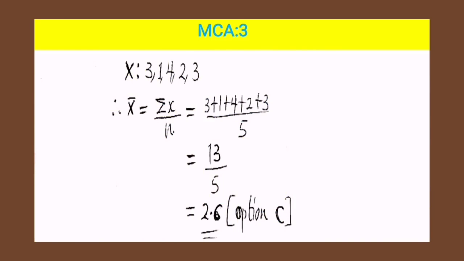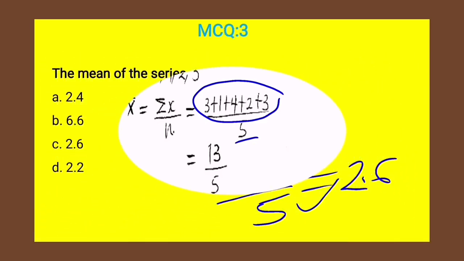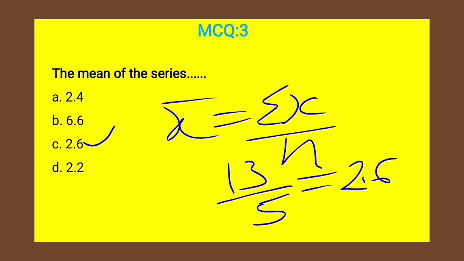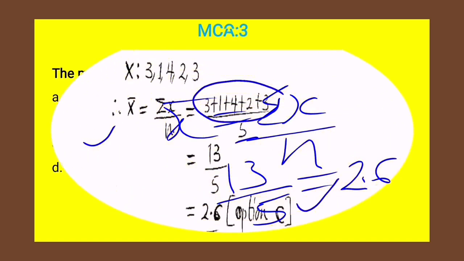As you can see here, I sum up all the values for the series and I divided by 5. The result then resulted in option C, 2.5 in that case. So let's take note of that. So let's move on to question 4.